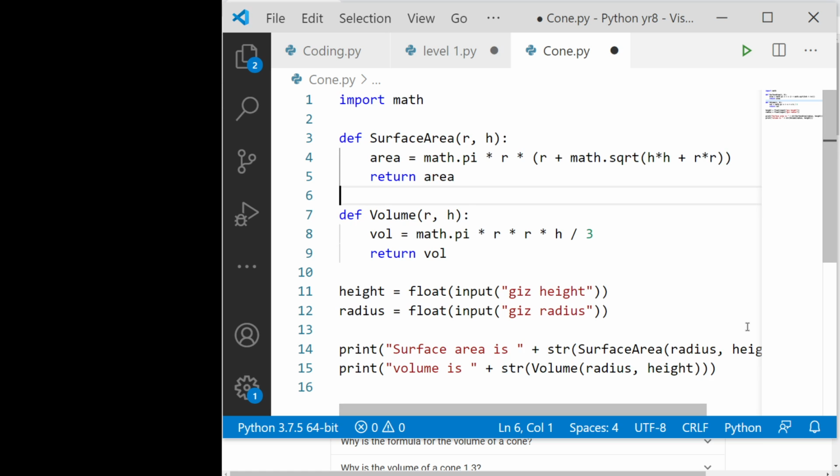What I'm trying to emphasise to you, ladies and gents, is the structure.